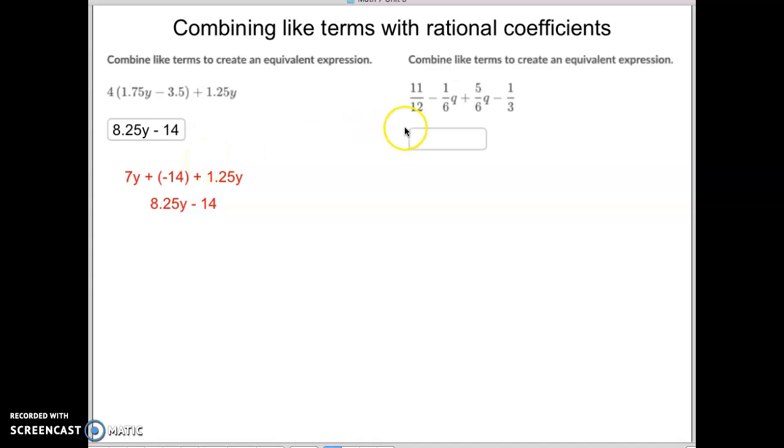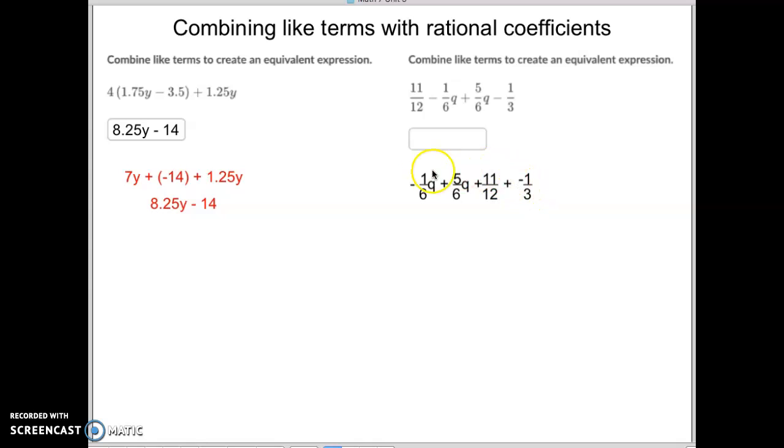Now, let's look at the fractions, how we do this one. First thing is, whenever I'm dealing with fractions, I want to get these in order. So I'm going to put the q terms in order, and then I'm going to put the number terms in order. So you can see I just rewrote it. Everything's the same. I just took this portion here, the negative 1/6q, and the positive 5/6q. I put that first. And then I put the positive 11/12 and the negative 1/3 right here, only I wrote it as plus the negative 1/3.